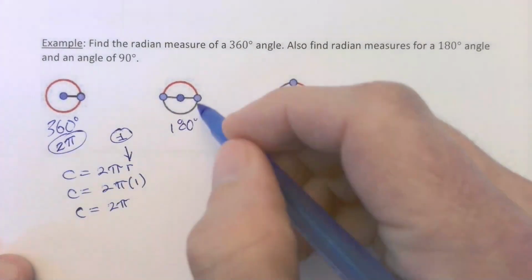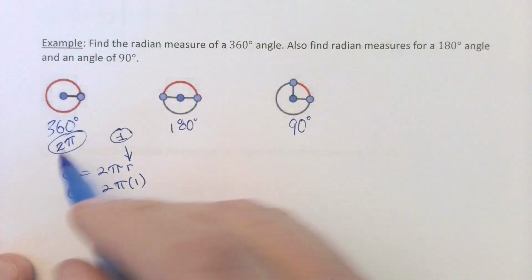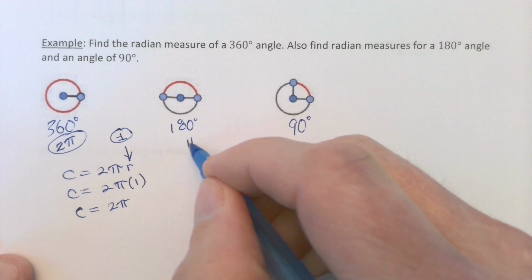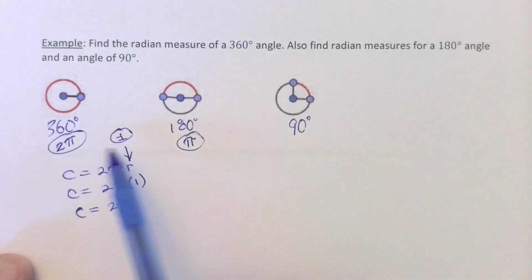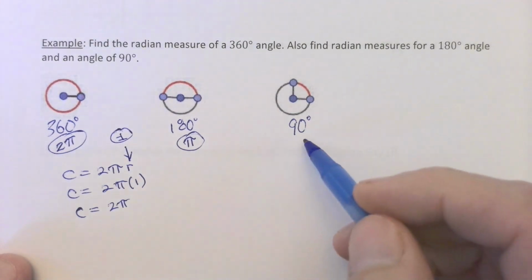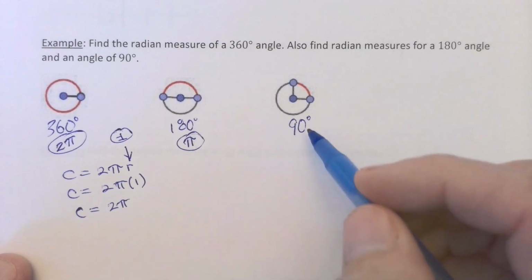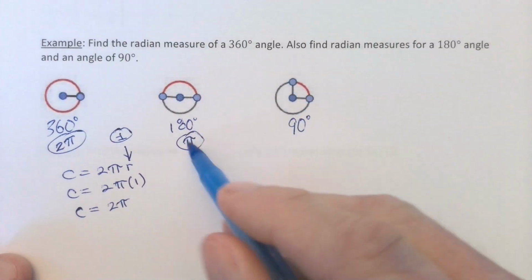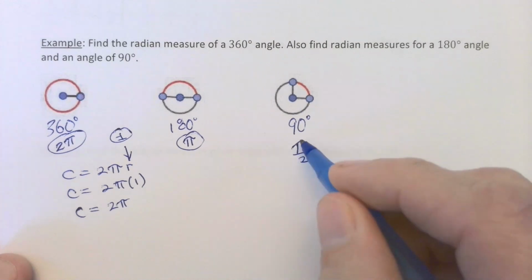What about halfway around a circle? Well, shouldn't that be half of 2 pi? It is. So 180 degrees corresponds to a radian measure of pi. You're going to want to memorize these because they're very important. And then 90 degrees, of course, is half of 180. So shouldn't 90 degrees correspond to something that's half as big as that? It does, and it's called pi over 2, pi divided by 2.